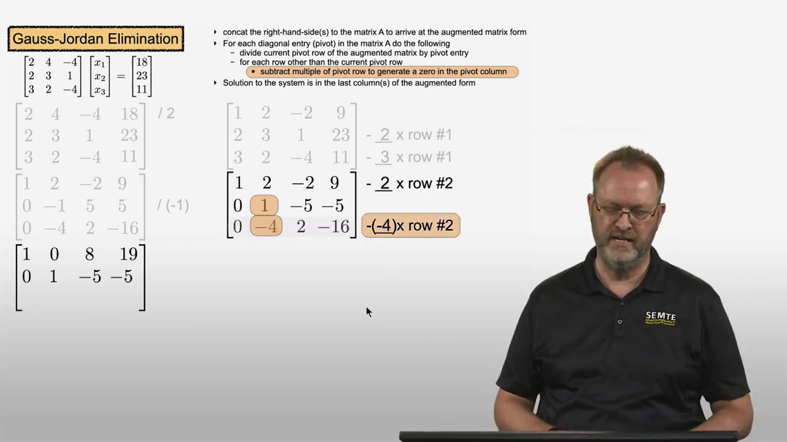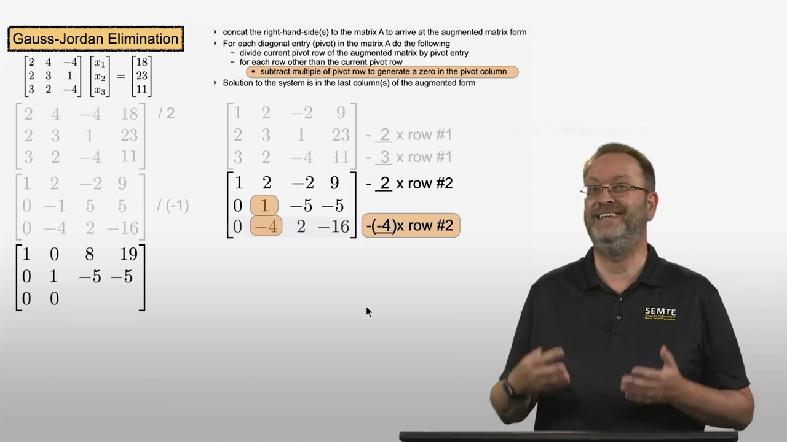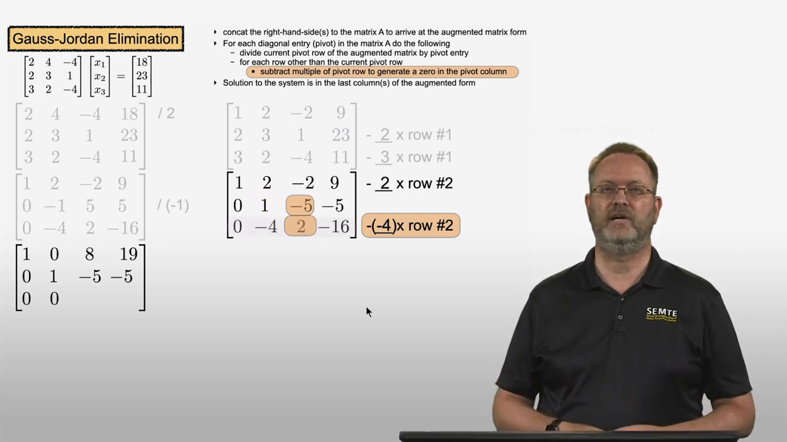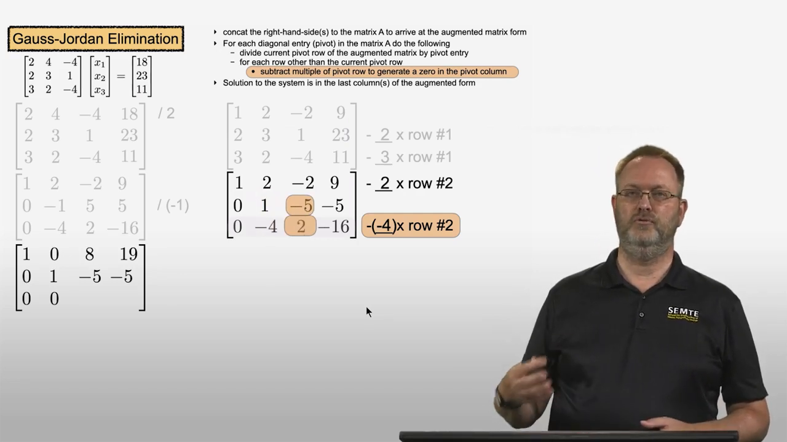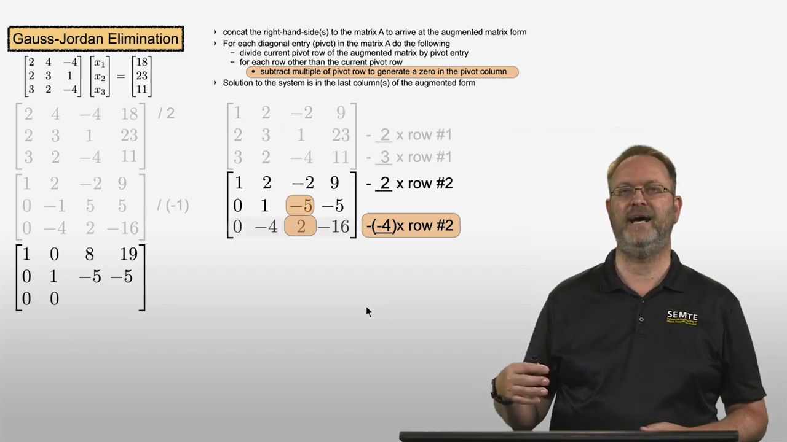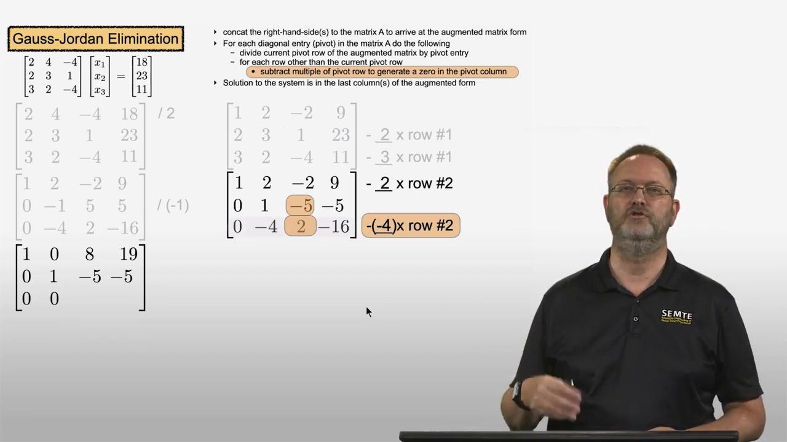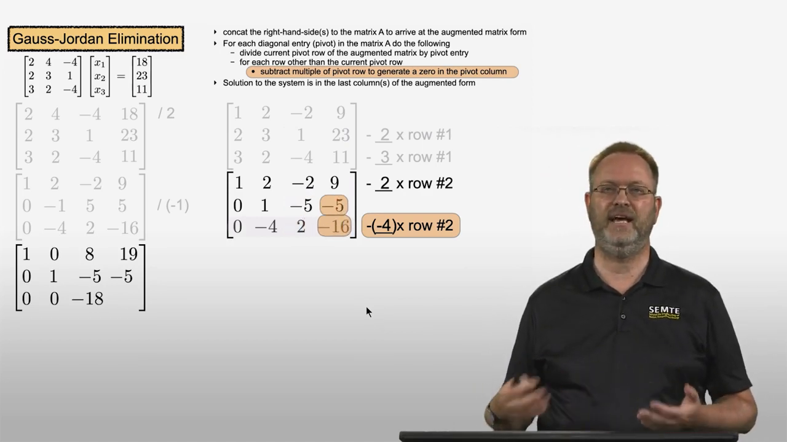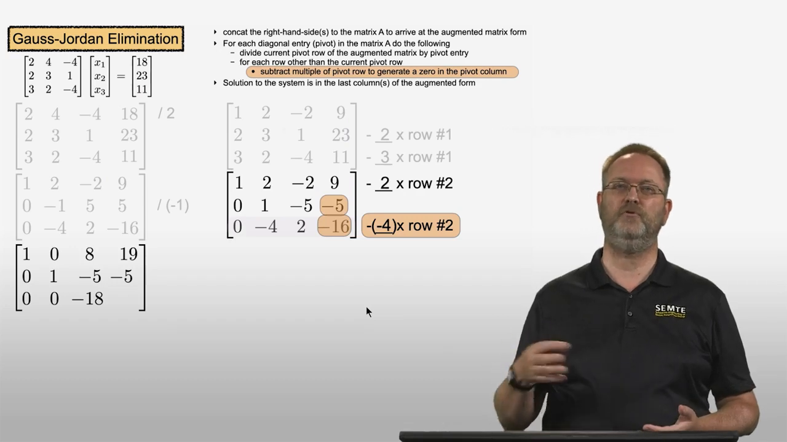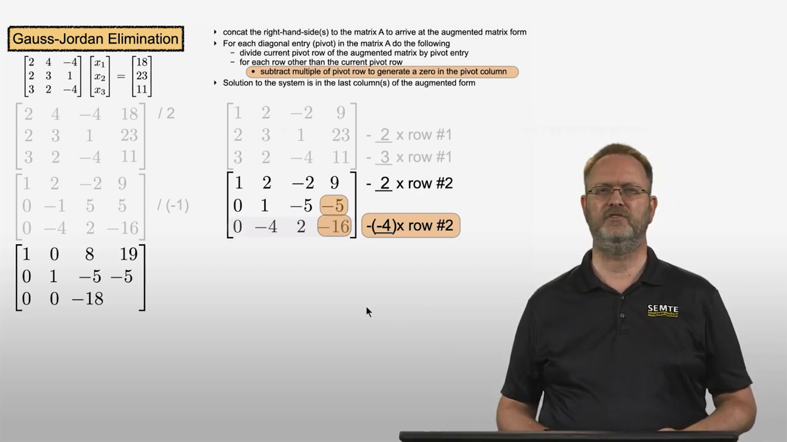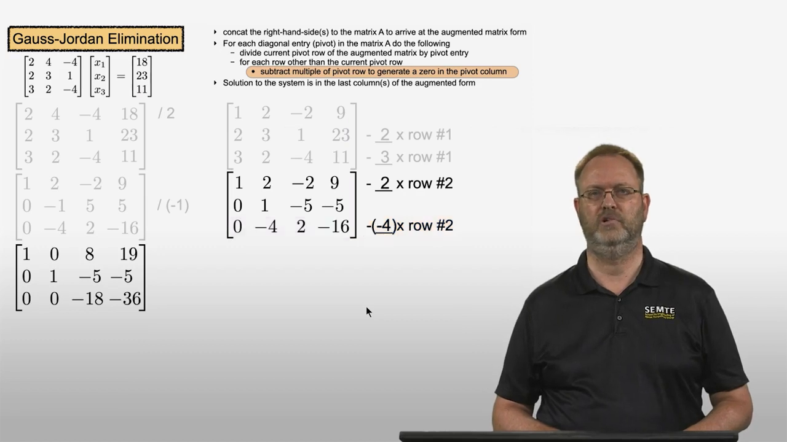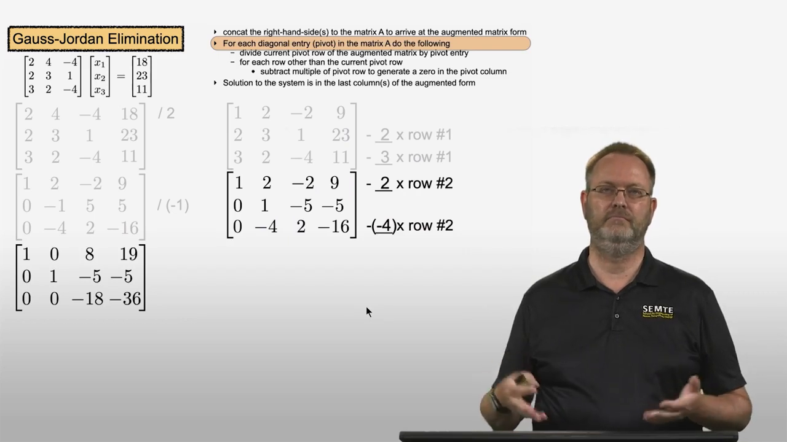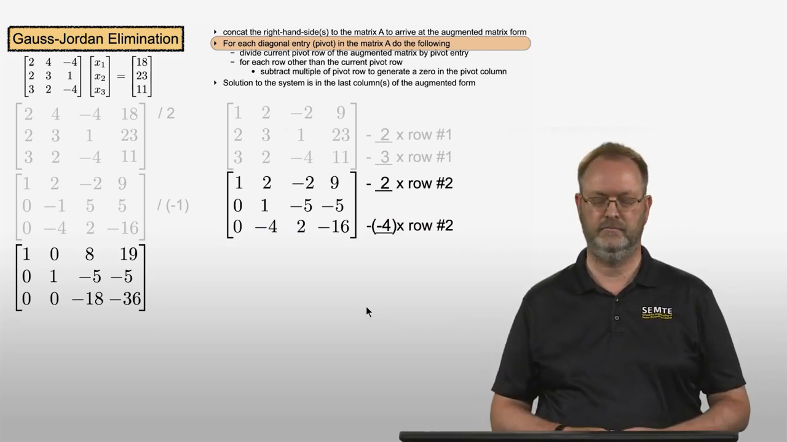So let's do this. Let me take row number 3 minus -4 times row number 2. Okay, so let's do the operations. I will get a 0 in the first column. I get the 0 that I wanted to generate in the second column. And now I have to do some math for column number 3. That would be 2 minus minus, so 2 plus 4 times -5, so 2 minus 20, that's -18. And then in the last column I have -16 plus 4 times -5, -16 minus 20, that's -36. All right, I've generated the 0 in the pivot column for every row for the second pivot.